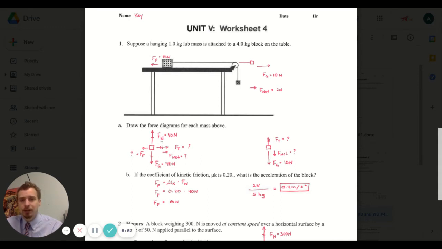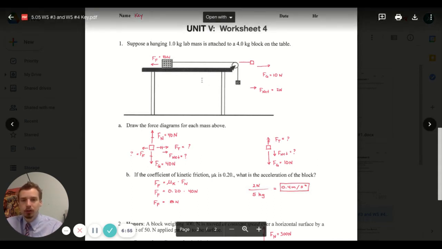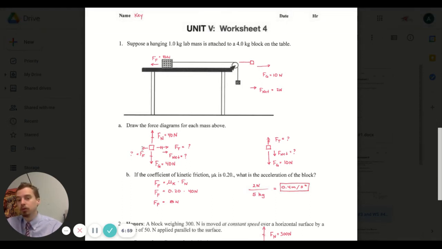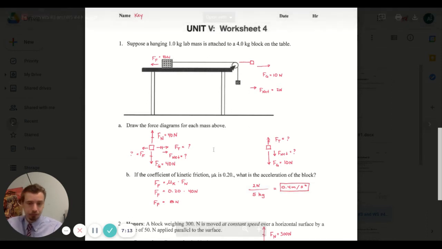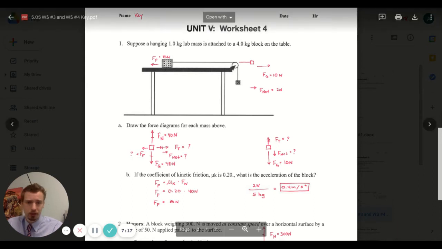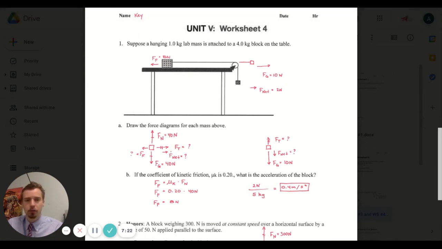For the block that is on the table, sliding on the table, and they tell you that it is not frictionless, and actually they ask you to calculate friction here, so you know you need it. It's force friction pulling to the left. Force tension is pulling to the right. Force normal is pushing up with 40 newtons because force gravity is 40 newtons down because they tell you it's a 4 kilogram block. I know my force tension must be greater than my force friction because it's accelerating to the right. So my net force is also to the right on that 4 kilogram block.